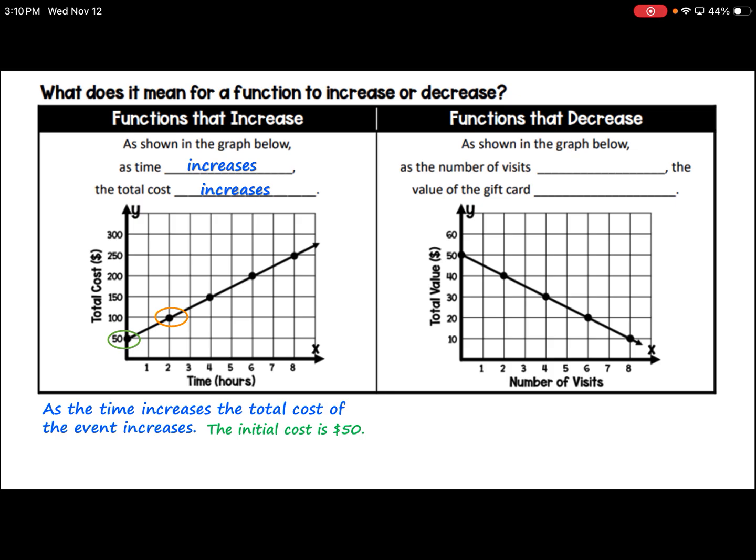Everybody in here should be able to tell me what this point is telling me. Jordan? At 2 hours, how much money have I spent? Does everybody get that at 2 hours I've spent $100? Does everybody follow that?